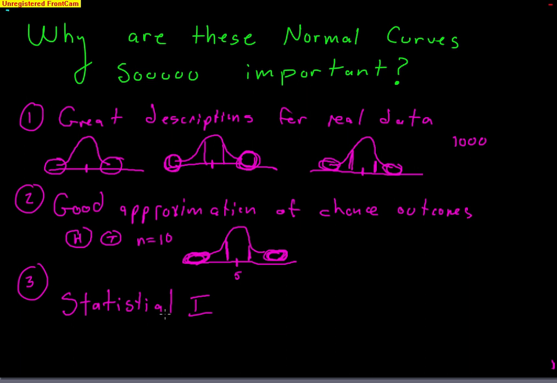Statistical inference is this idea of learning something from a sample and trying to make predictions about a population. In order to do this accurately, normal curves really help because normal curves are so famous and so used that a lot of data does fit normal curves. So if we want to try to predict what's going to happen in a sample or in a population, normal curves are kind of the way to go. So these are the 3 most important reasons why normal curves are so darn important.